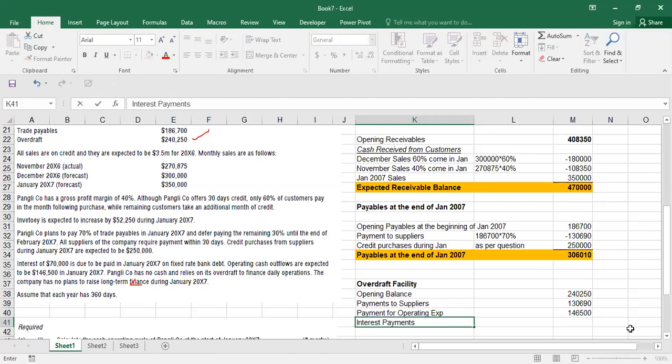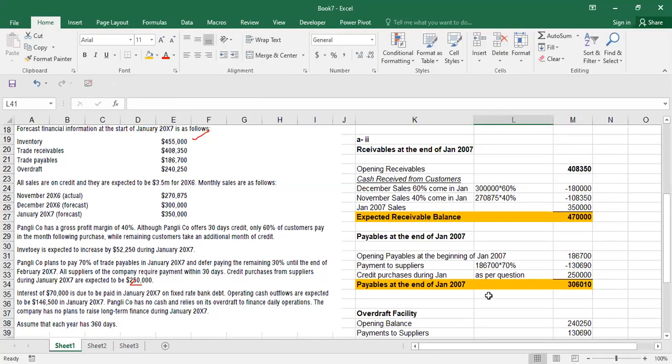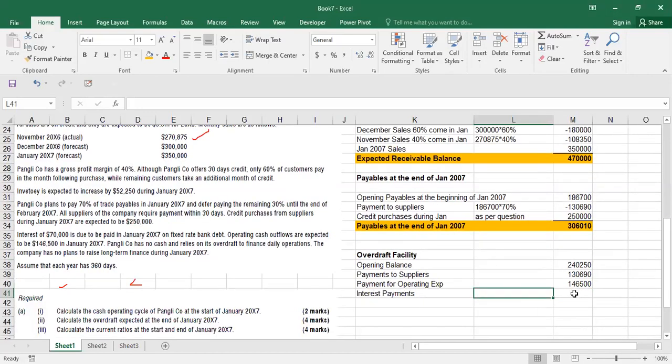Then you have to pay the interest payment. How much is the interest payment? I think it was given somewhere here. There is an overdraft interest we need to pay: interest of 70,000 is due to be paid in January. Here we go. So this is also something we need to pay, 70,000. So this is already my overdraft, then I make this payment, this, and this.